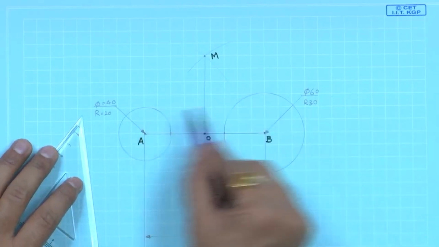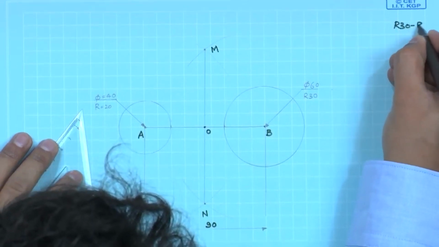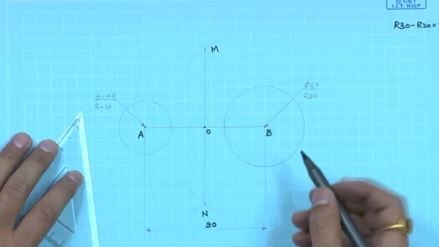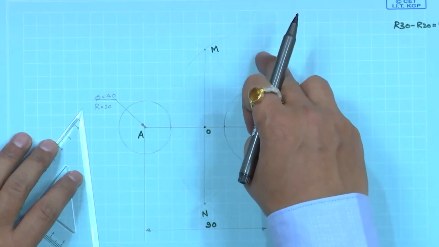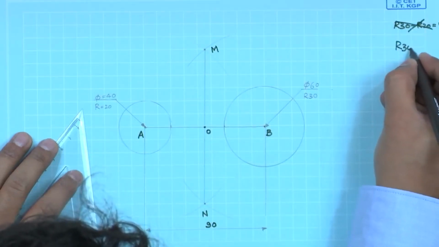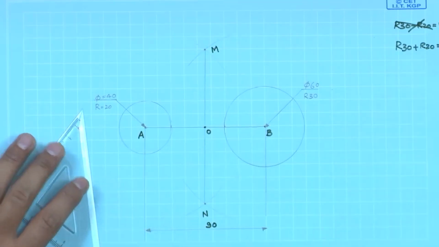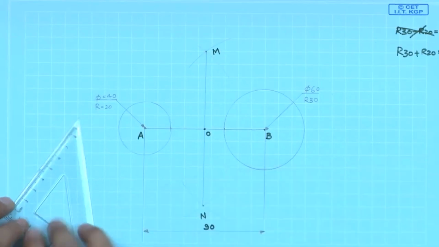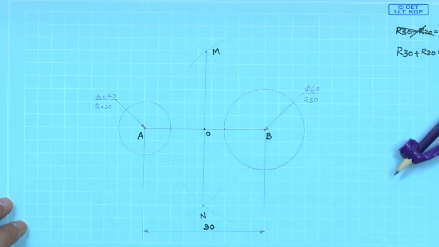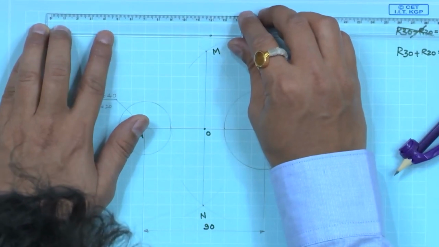Now, for the exterior tangent, what we have done was calculating R 30 minus R 20 as R 10 radius. Around B we have drawn an internal circle, but now what we want to construct is from the external point all the way down. So, now we have to calculate R 30 plus R 20, which is R 50 radius. We have to construct a circle starting with B. So, let us do that. 50 mm located first.